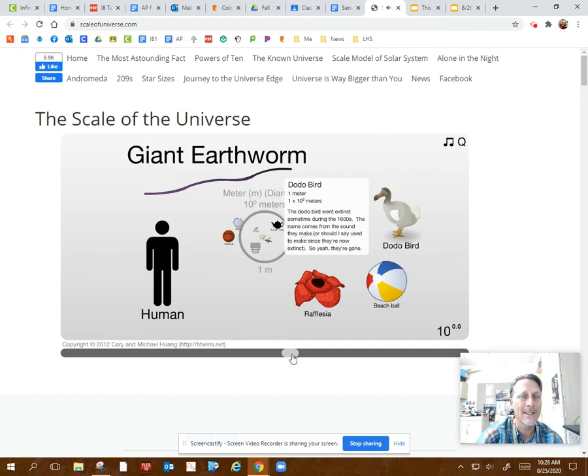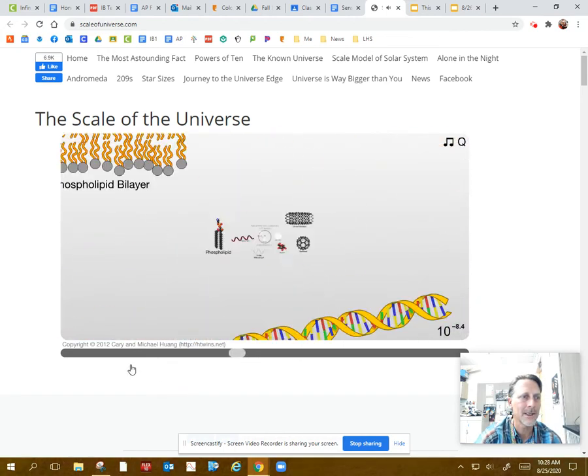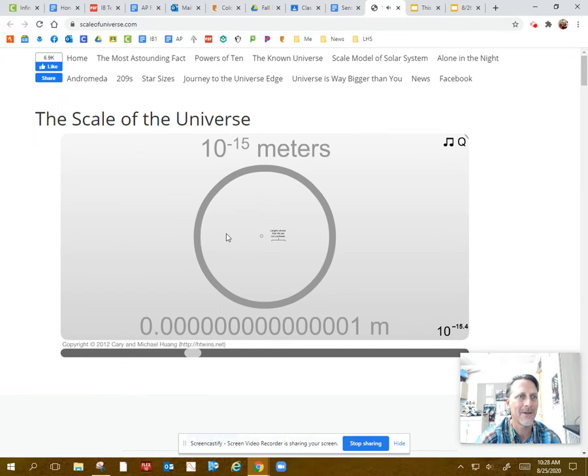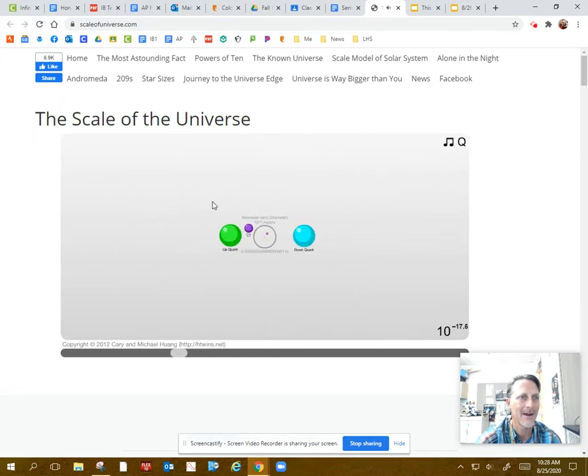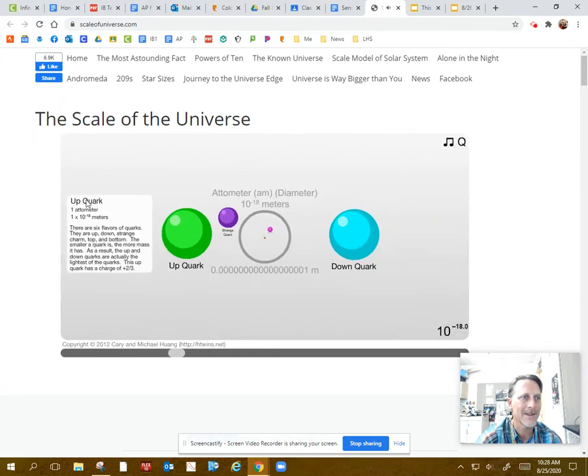And if I want to go ahead and see what's in the smaller world, I can zoom to the left here, and I can find things that are really, really small. Okay, so like here's an up quark, and it tells me all about an up quark. It's in the order of magnitude of 1 times 10 to the negative 18 meters.